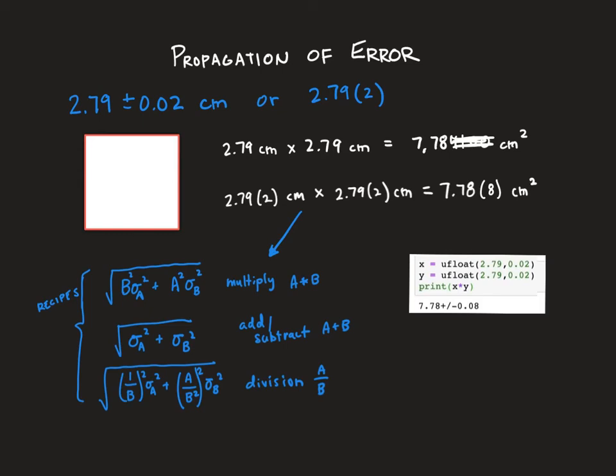So just to point to some of the syntax you'll be looking at in this lab, I assign values x and y to the value 2.79. The uncertainty is the next digit, 0.02. And I did that for both x and y. Then I use print to output x times y, and I get 7.78 plus or minus 0.08. Notice it automatically follows the rules of significant figures as well, but it gives us more information. It lets us know to a better degree the precision at which this measurement was taken.